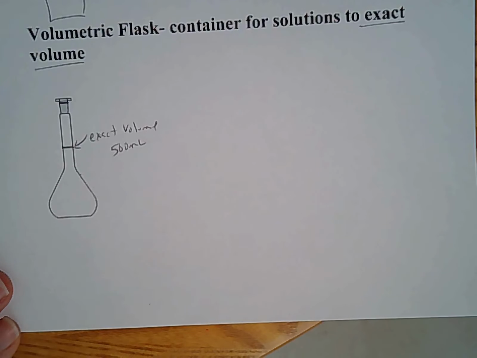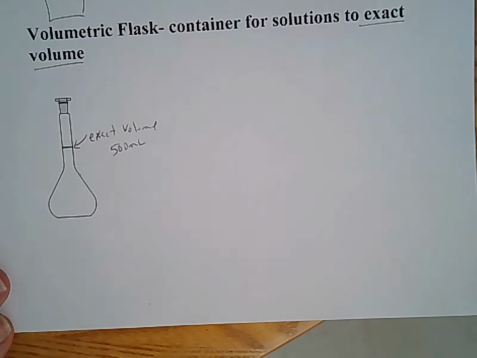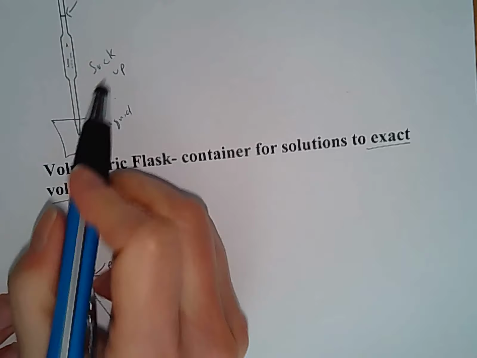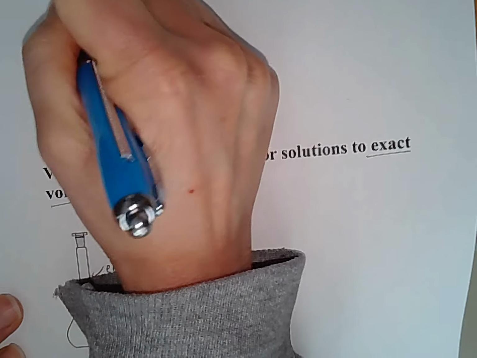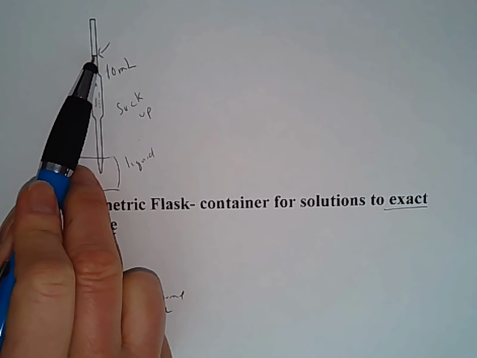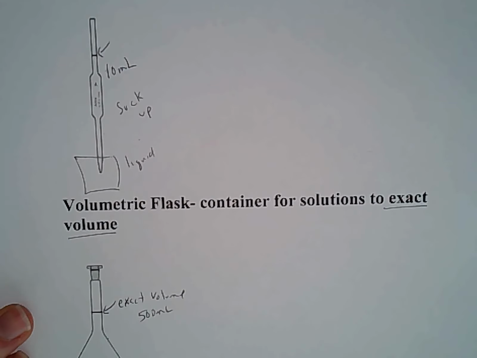This is very different from a beaker or even a flask. When we see lines on it, it's not an exact volume. So this is exactly when they made this piece of glass is going to be exactly 500 mils. So if I take this pipette and let's say it's 10 mils in terms of how it was made, if I suck up the liquid to that line, that's going to be exactly 10 mils.